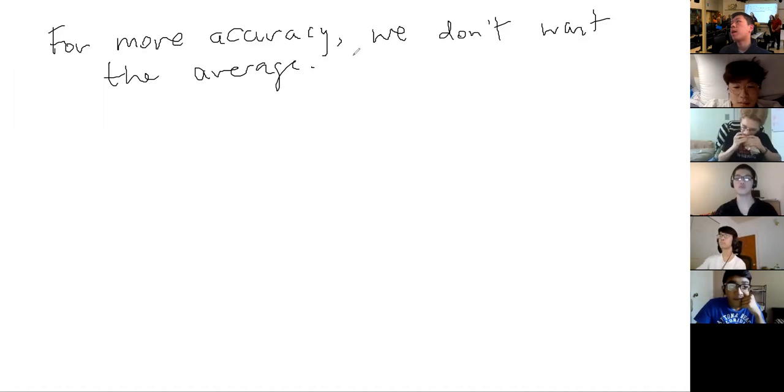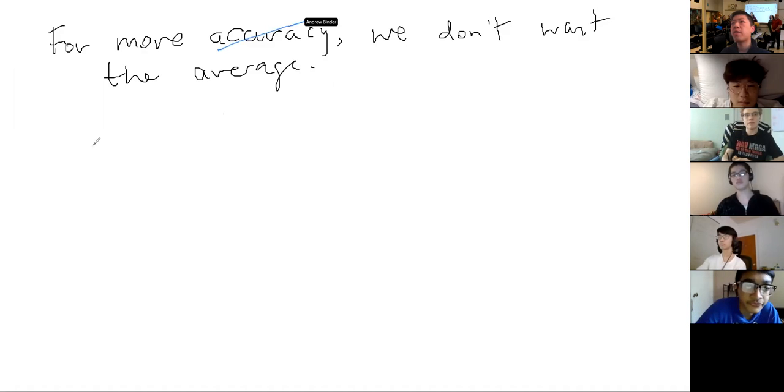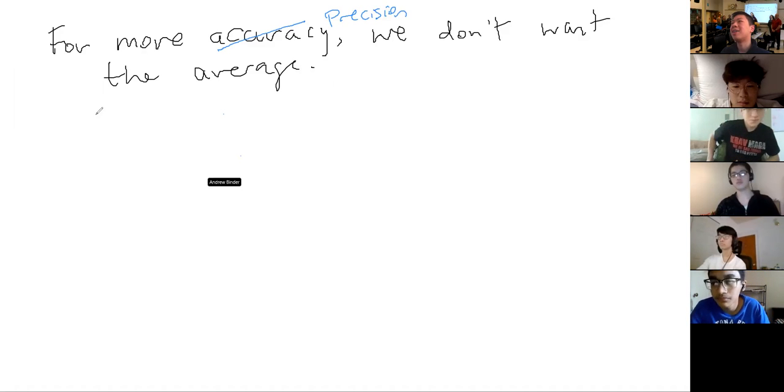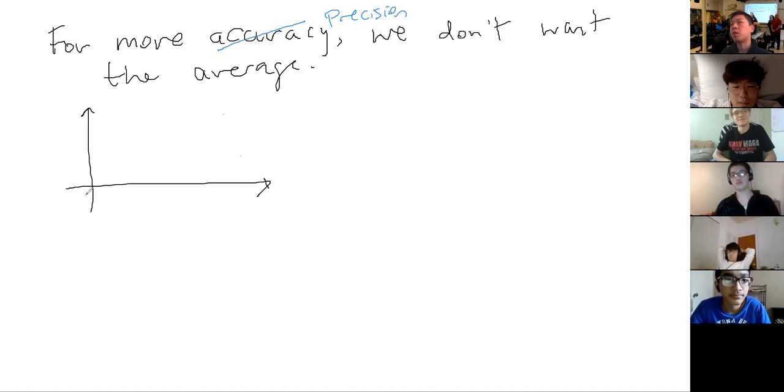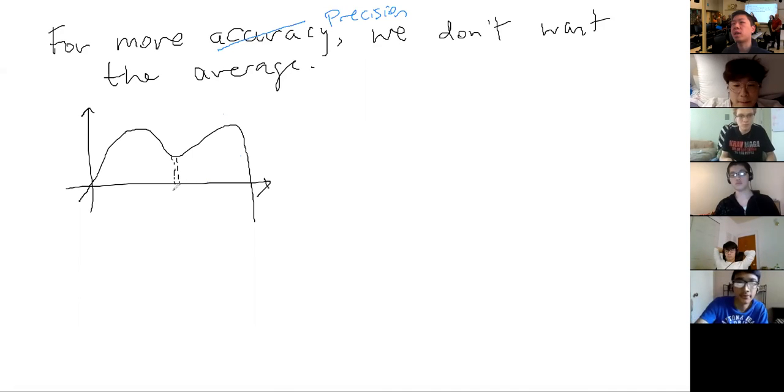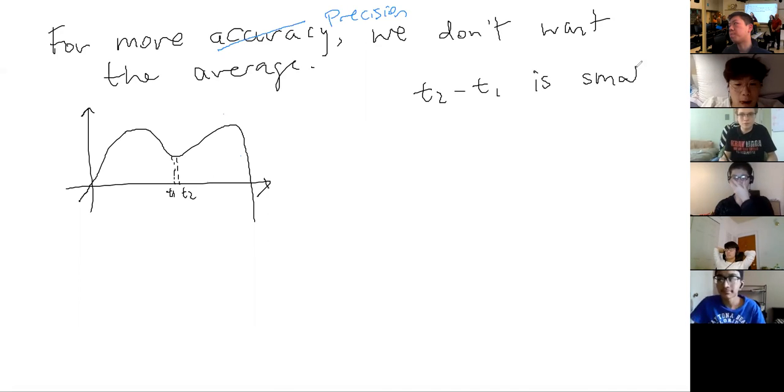So we want accuracy. We don't just want the average over an hour, right? We want some smaller interval of time. So instead of having a large T2 minus T1, we want precision. We want a smaller T2 minus T1, right? Maybe a T2 minus T1 of 0.1 seconds or 0.001 seconds. And this is T1, T2. So T2 minus T1 is small.